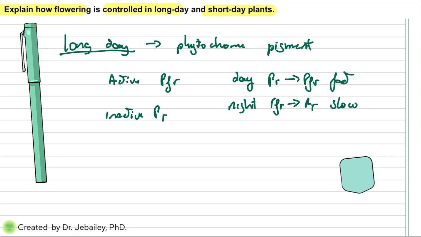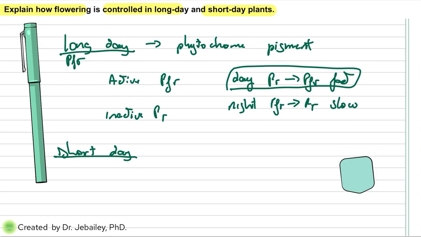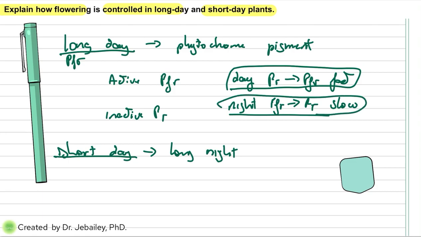So long day plants, for instance, want what? They want a lot of PFR. That's why during the day you have a lot of PFR produced. And short day means that you want to have a long night, because in the long night, what do you want to produce? You want to get every PFR back to PR because PR is what you want. So this is how you're controlling this, and you can manipulate this in the greenhouses. So you can do this off season.